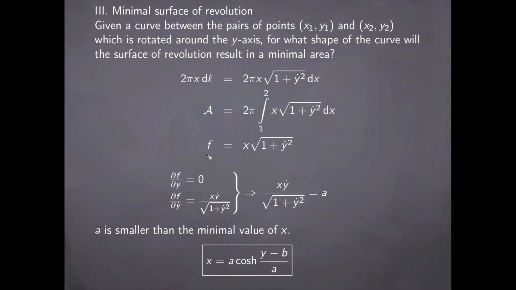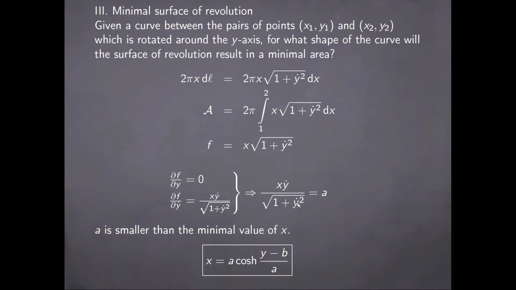Now if we write down the Euler equation for the functional f, its derivative with respect to y vanishes, and as such its derivative with respect to y dot needs to be a constant. So x times this ratio needs to be equal to a constant a, and it is clear from this expression that a is smaller than the minimal value of x, because I have a ratio of y dot over the square root of 1 plus y dot squared, so this thing is larger than y dot.